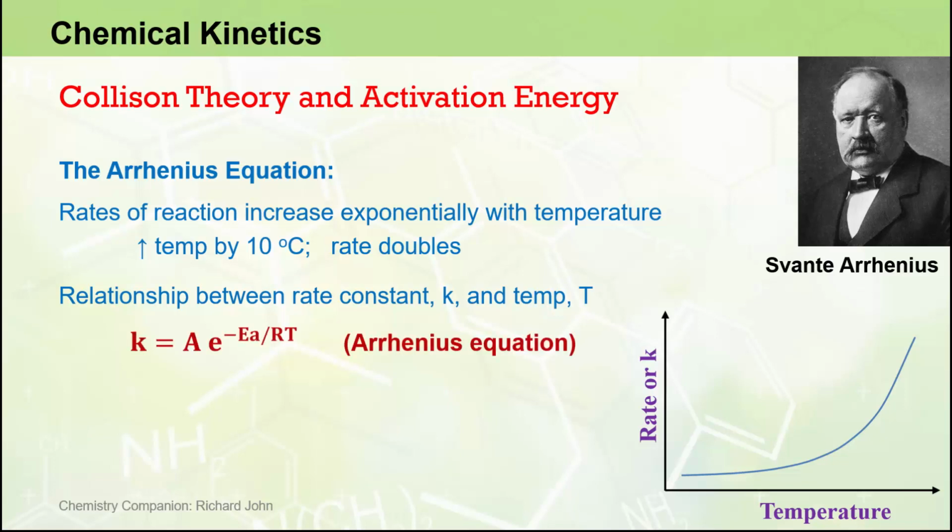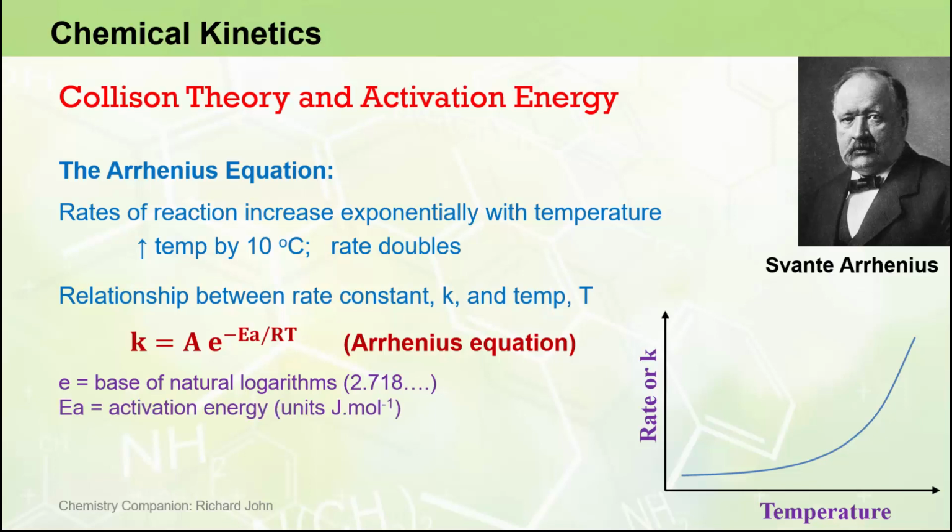given by the Arrhenius equation, k equals A times e raised to the power of minus EA divided by R times T, where e is the base of the natural logarithm with a value of 2.718 to 4 significant figures. EA is the activation energy with units of joules per mole. R is a constant known as the universal gas constant with a value of 8.314 joules per Kelvin per mole.